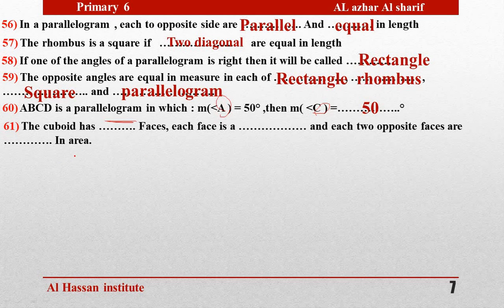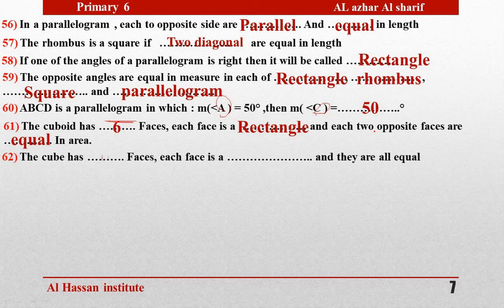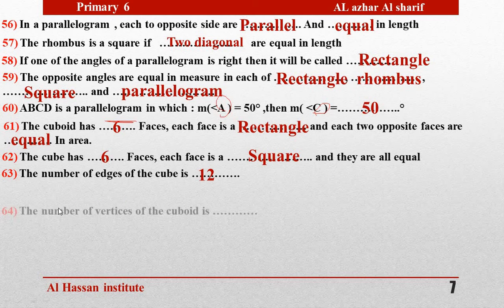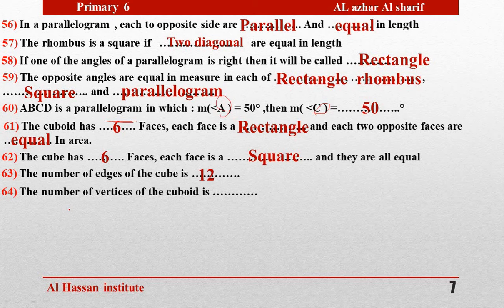Next, the cuboid has 6 faces. Each face is a rectangle, and each two opposite faces are equal in area. The cube has 6 faces also. Each face is a square, and they are all equal. The number of edges of the cube is 12. The number of vertices of the cuboid is 8. The edges of the cube are all equal in length.